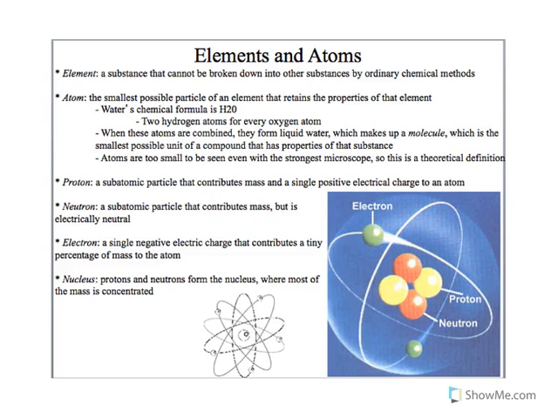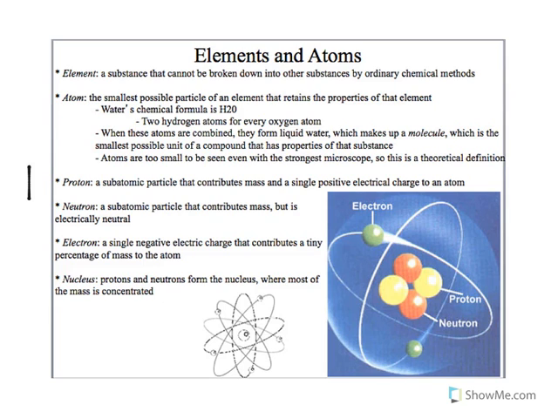The smallest unit of measurement is an atom. That's one particle. When we combine particles, that's called a molecule. For example, water's chemical formula is H2O. That's a molecule: 2 hydrogens for every 1 oxygen. Now, if we look inside an atom, there are 3 subatomic particles: protons, neutrons, and electrons. What's important here is understanding these 3.